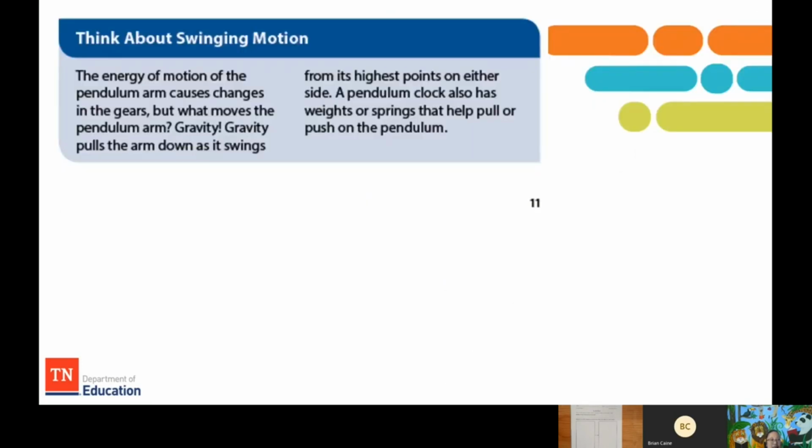Think about swing motion. The energy of motion of the pendulum arm causes changes in the gears. But what moves the pendulum arm? Gravity. Gravity pulls the arm down as it swings from its highest points on either side. A pendulum clock also has weights or springs that help pull or push on the pendulum. And that is the end of our chapter today. And so I'm going to send it back to Brian, who has some further direction.